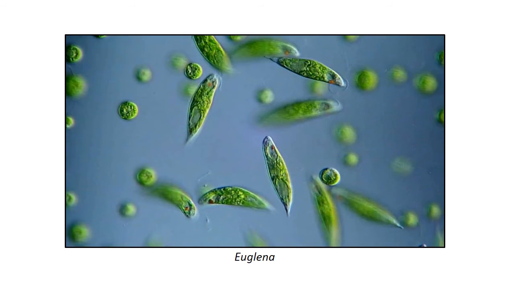These organisms are called euglenas, and if you take a look, each one of these cells is an individual living thing. They're capable of swimming around, ingesting food. They can even detect light and swim towards it.